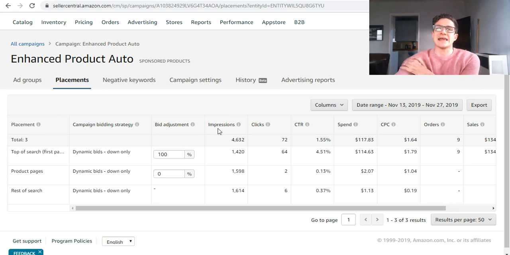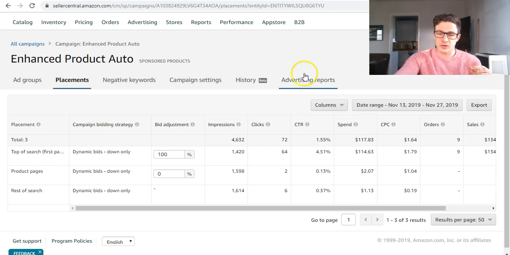So if you're not getting anything with close match, that means that maybe it's a very competitive category. Maybe when you're showing up on product pages or rest of search in your autos, you're just not getting any sort of data. So this is just amazing that when you break it out, when you do top of search for close match in your autos, again, you can see the difference here.